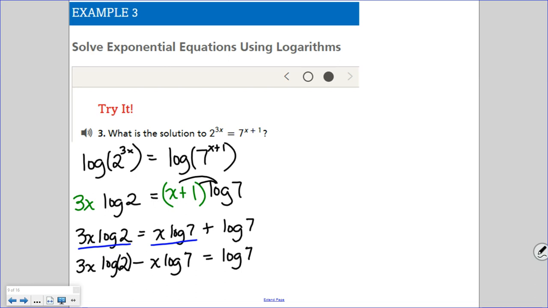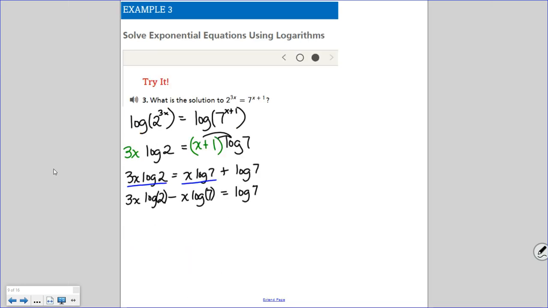Now I can't subtract the 2 and the 7. If I were to try to condense these two logs into one, then I would still end up with these x's back in the exponent's place. So instead, I'm going to factor out an x. So if I factor out an x, then I have 3 log of 2 minus the log of 7 equals log of 7.